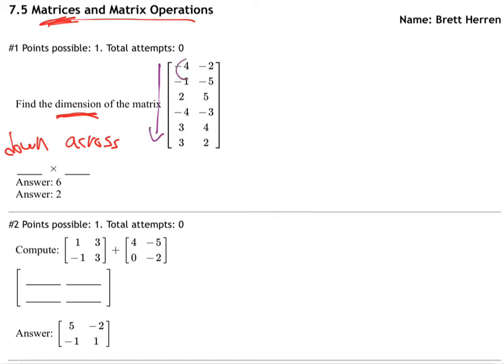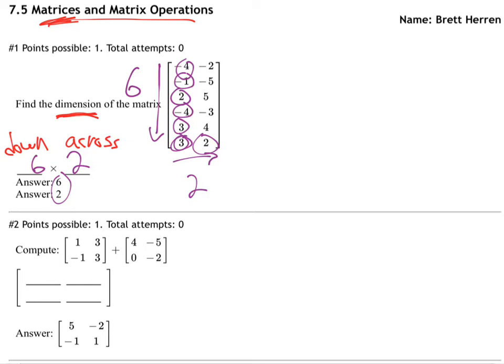So how many down? 1, 2, 3, 4, 5, 6 down, and 1, 2 across, as the answers say there. So the dimensions of the matrix are 6 by 2. It's a 6 by 2 matrix. So we go down first, then across.